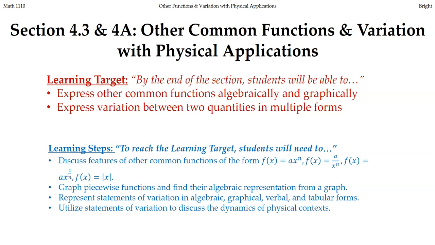Welcome, and in this video we're going to start another series on other functions and look at variation with physical applications as well. This time around we have two different learning targets. We want to be able to talk about common functions algebraically and graphically. That's one piece, and then variation is hugely popular in physical applications, so we want to look at how changing one quantity affects another quantity. There's some mathematics that we can look at with that, and there are other things in the learning steps that are detailed to help us reach that. But let's dive in with that other common functions piece.